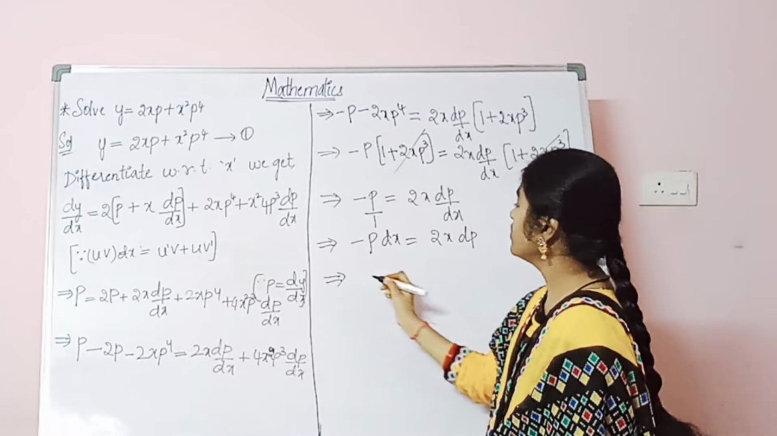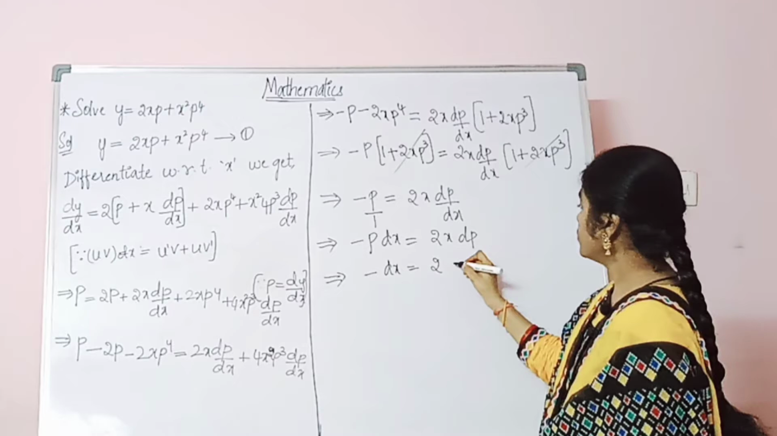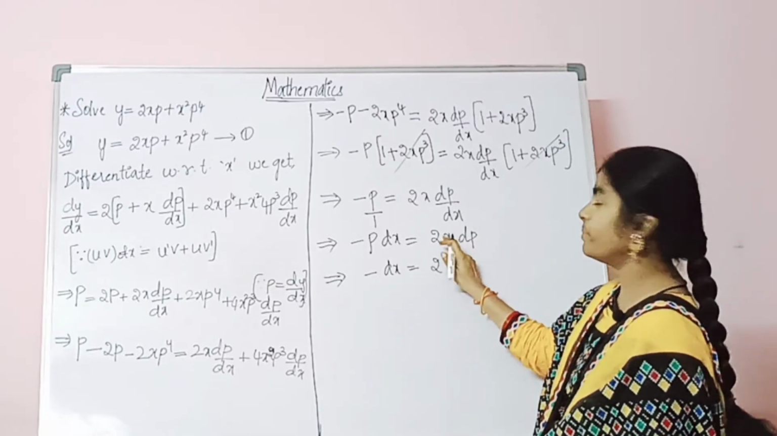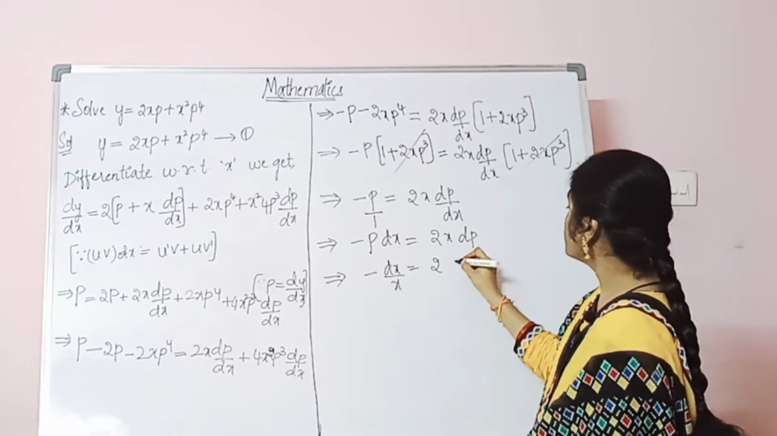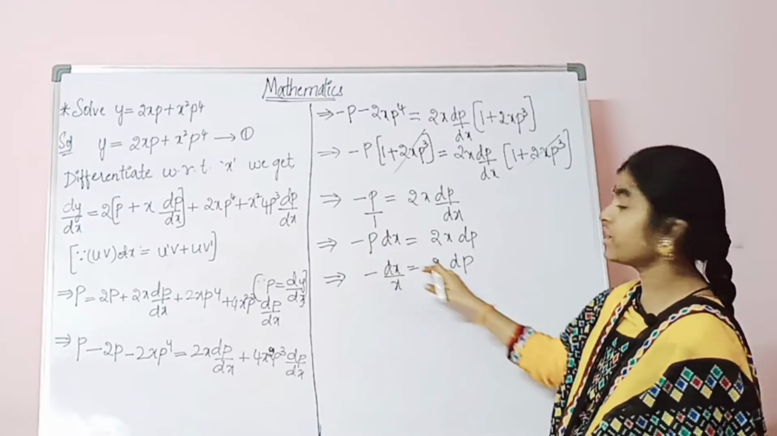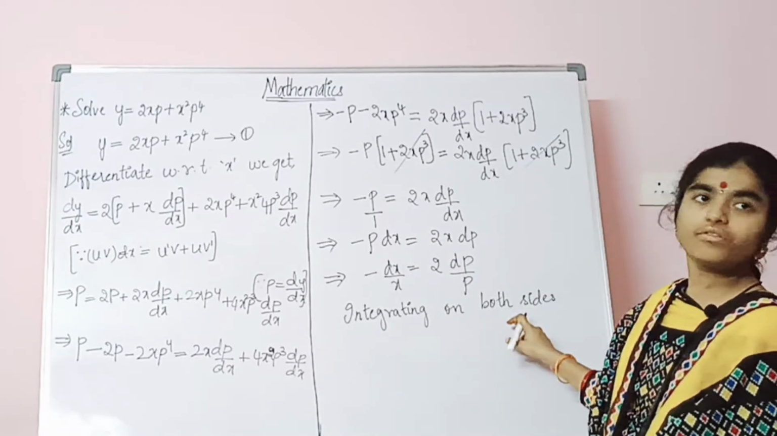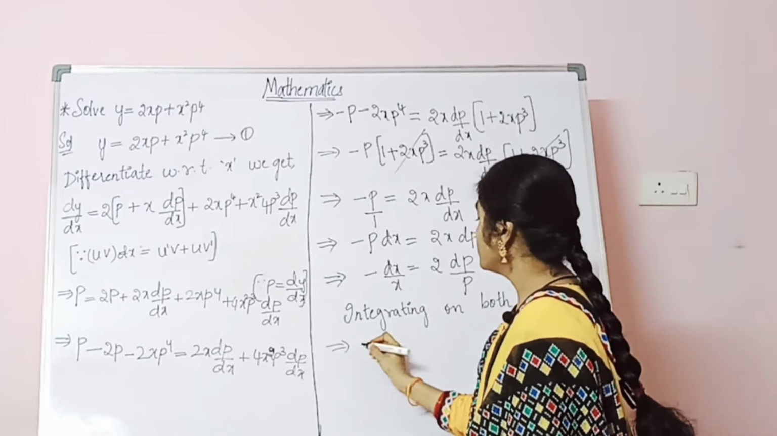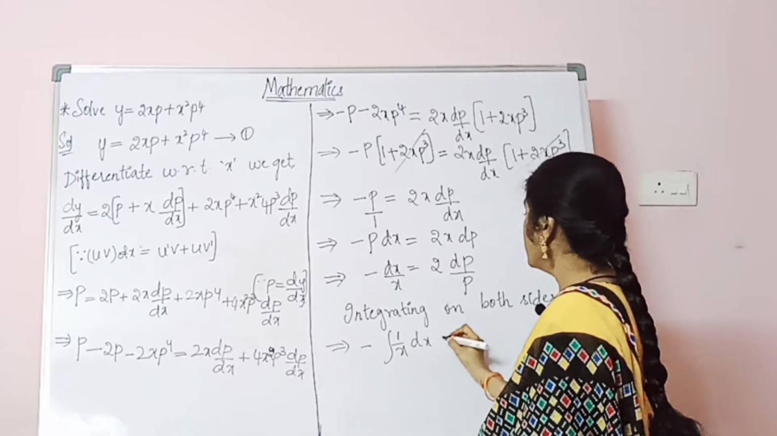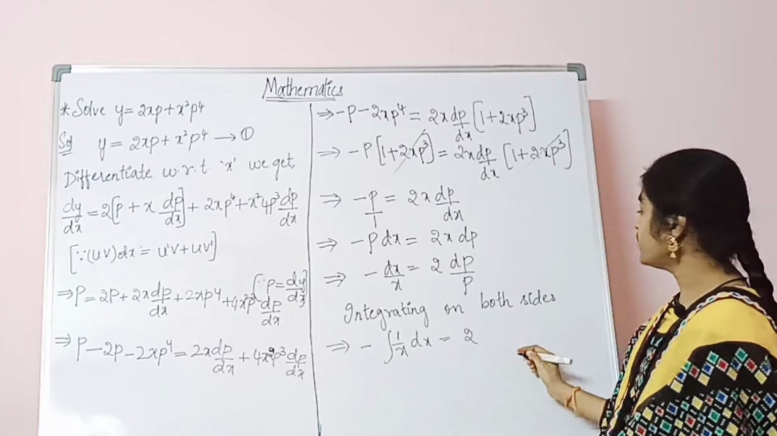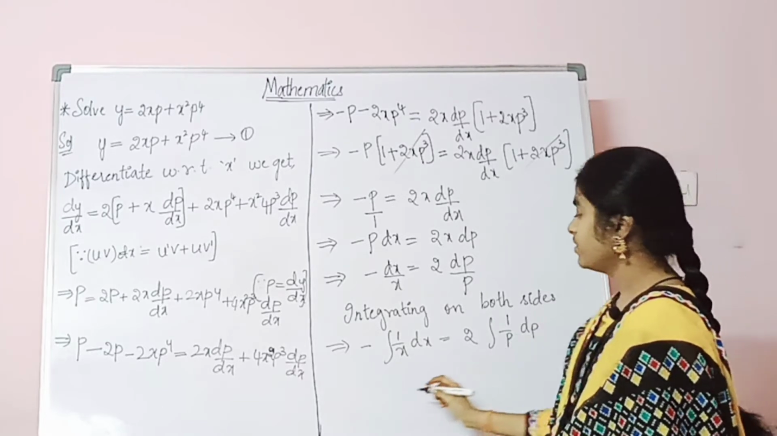That implies minus dx equals, this x we are taking to this side. So multiplication x becomes division: minus dx by x equals 2 into dp. Now this p we are taking to this side, so dp by p. Now integrating on both sides: minus 1 integral 1 by x dx equals 2 constant integral 1 by p dp.